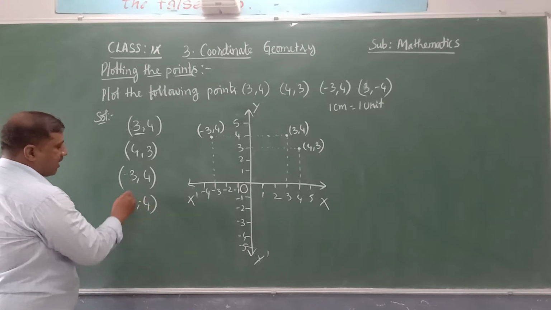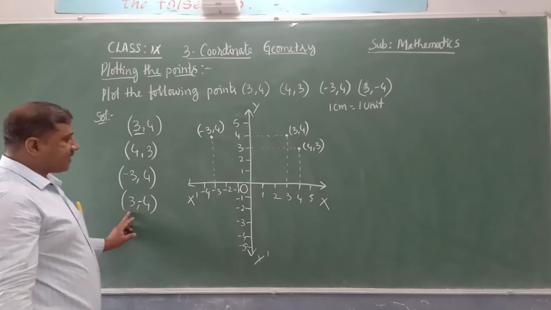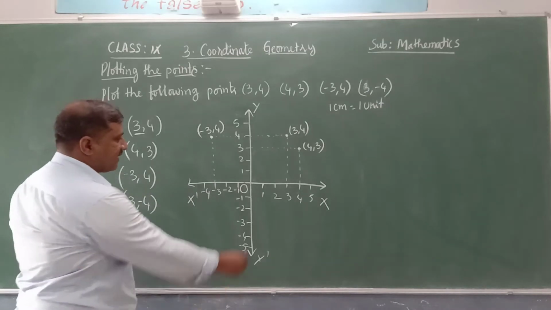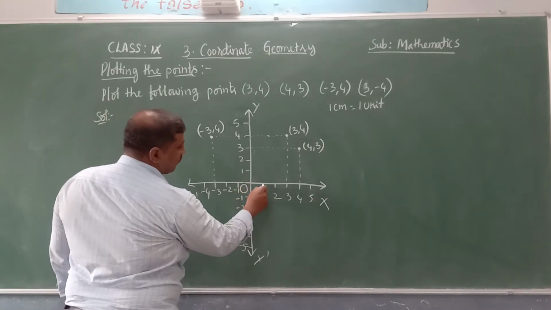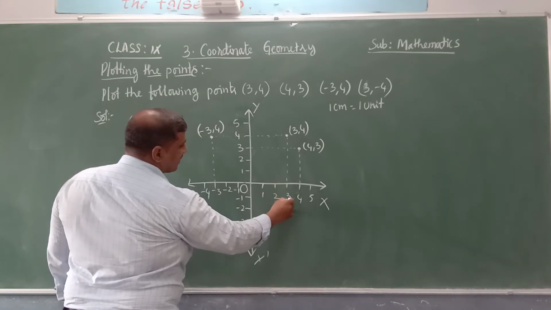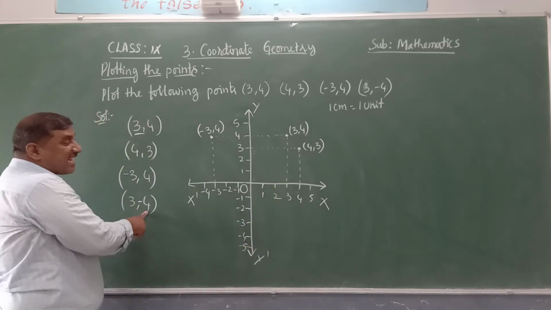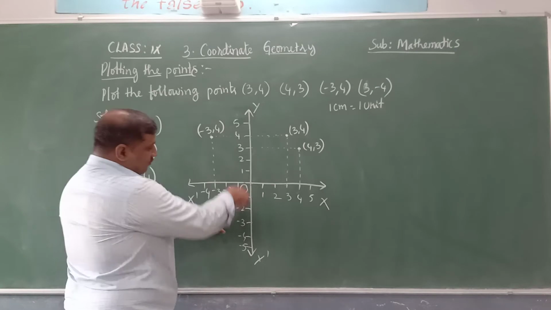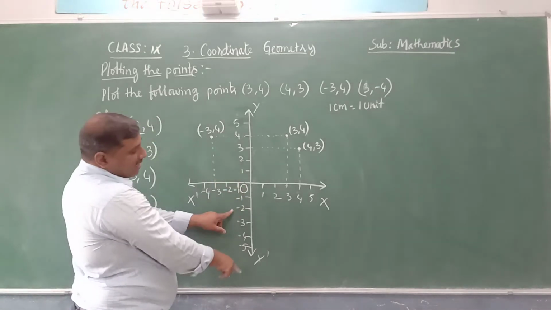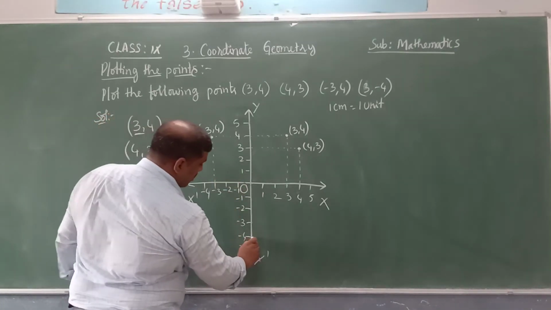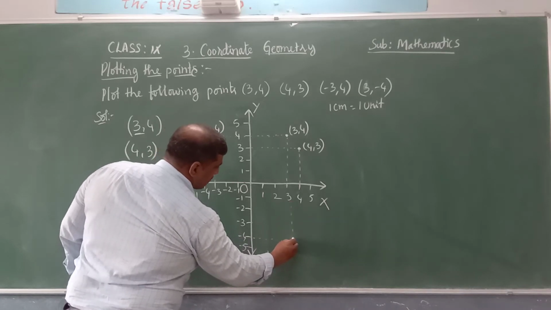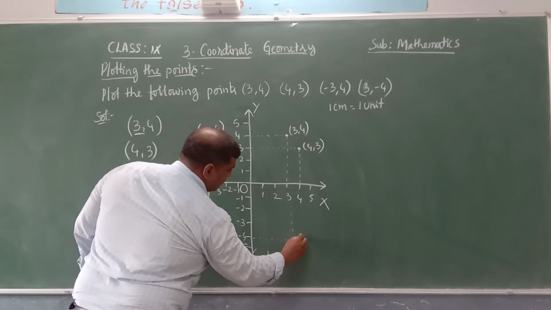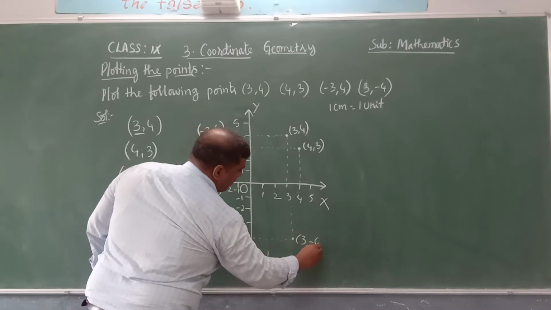So (3, -4). So 3 units from the y-axis. This is the y-axis. 3 units means 1, 2, 3. That is, x is 3 and y is -4. y is -4 means the negative direction of the y-axis. This is -4. So drawing like this, yes, we get this point approximately. This point is (3, -4).